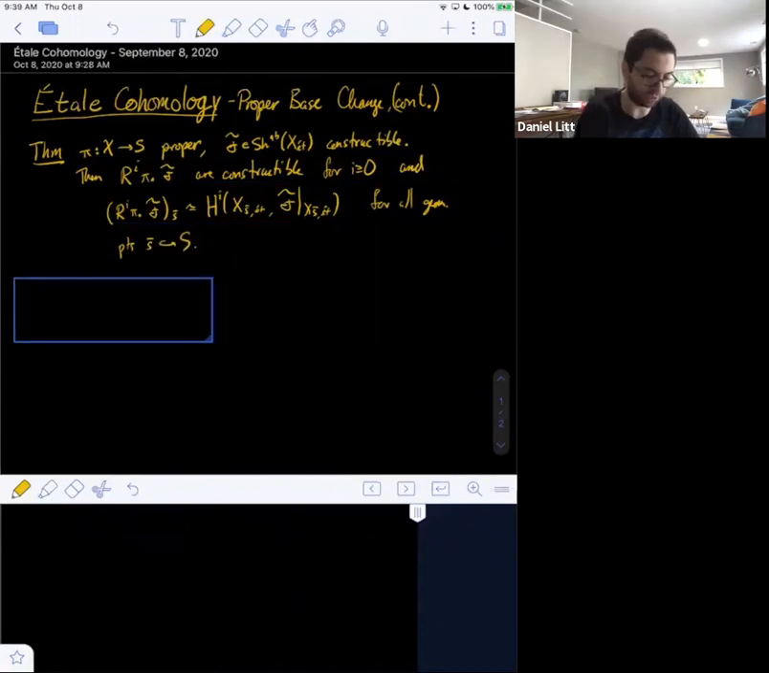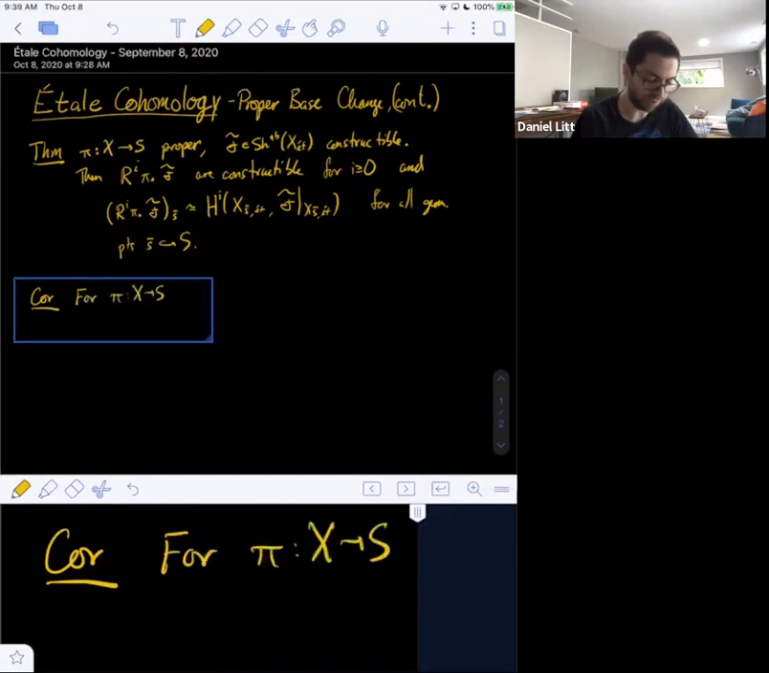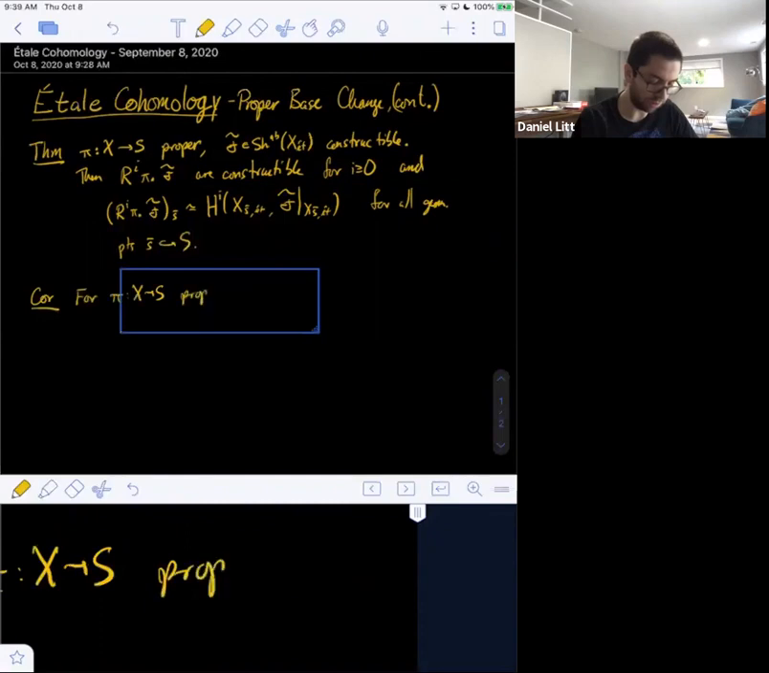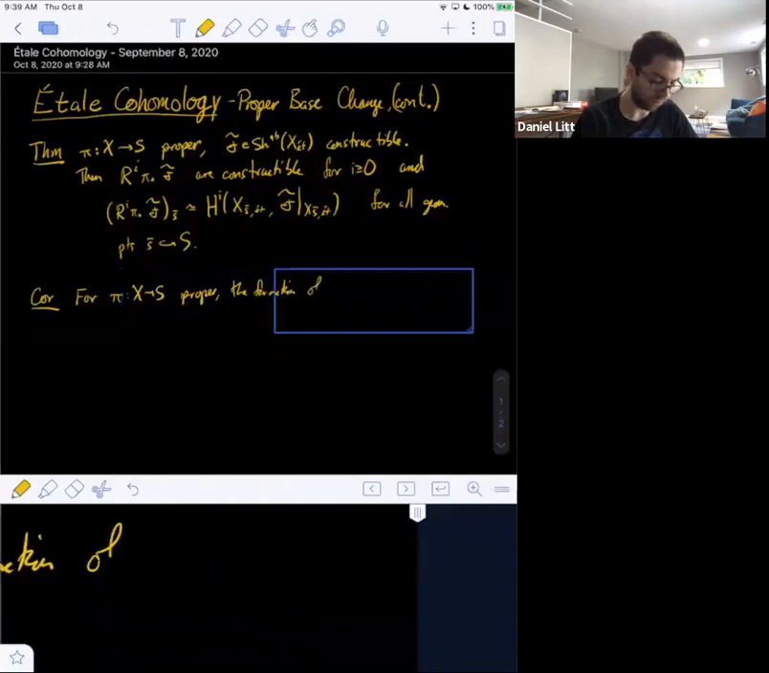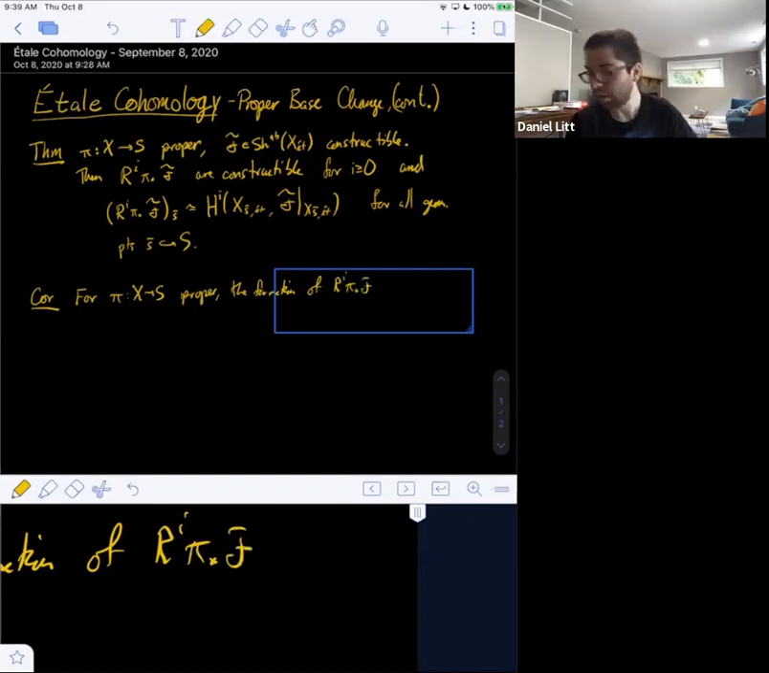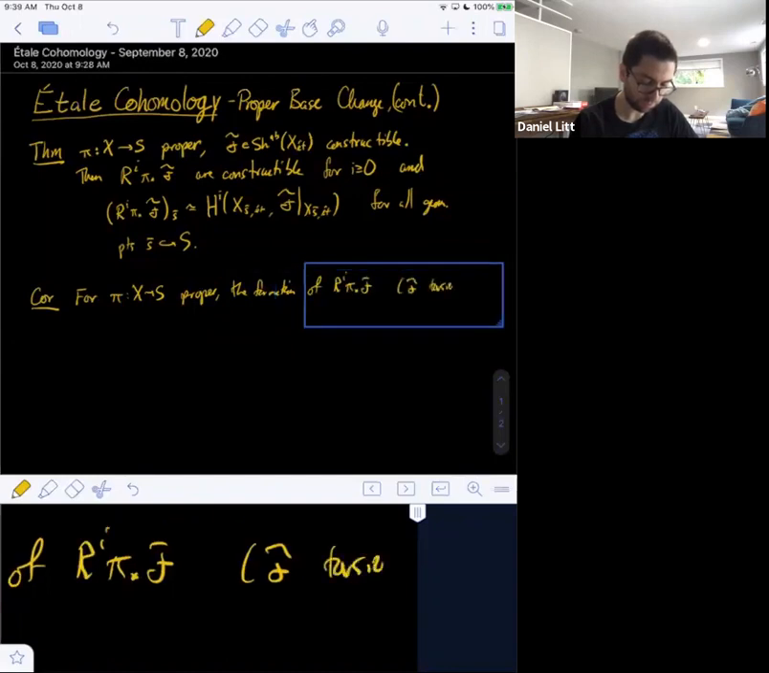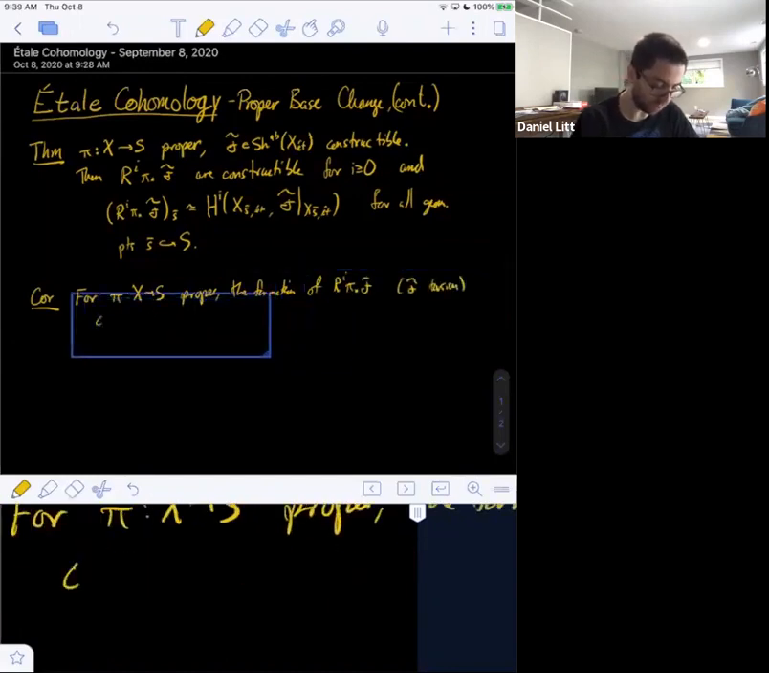All right, so this was what I called the important part of the proper base change theorem. And then there was a corollary, which is that for π as above, so for π: X → S proper, the formation of R^i π_* F for F torsion commutes with base change.